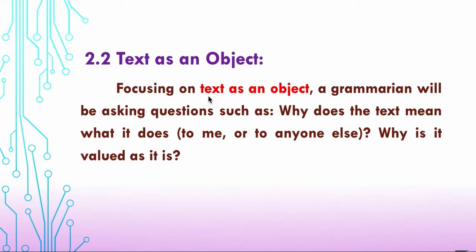To me or to anyone else, there is a text, a piece of writing, a composition. To me, it means differently. To others, it means differently. So we will look at the text as an object: does it mean to me the same way it means to others? That is point number 1. Number 2 point, why is it valued as it is? Meaning, why is it understood in the same manner as it is understood by others? So we have to analyze two aspects when we talk about text as an object.